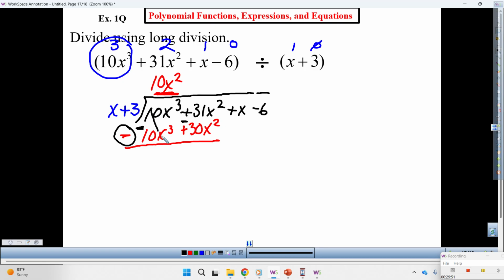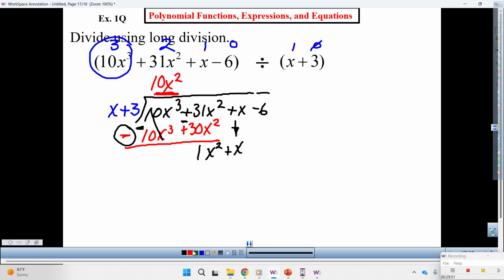So 10x cubed minus 10x cubed cancel. 31 minus 30 is 1x squared. Bring down, yes. 31 minus 30 is 1, x squared. When we add and subtract, we don't do anything to the exponents, only when we multiply. All right, from there we bring down the next term, which is plus x.